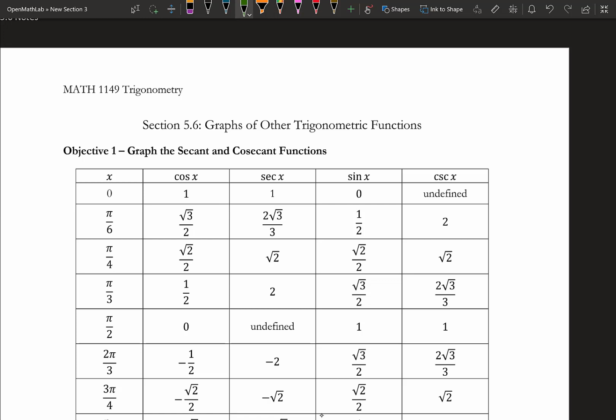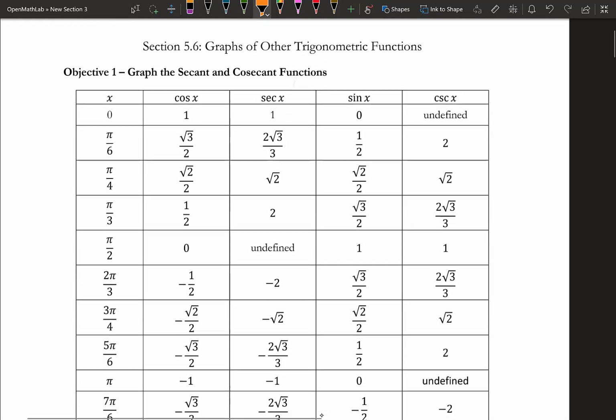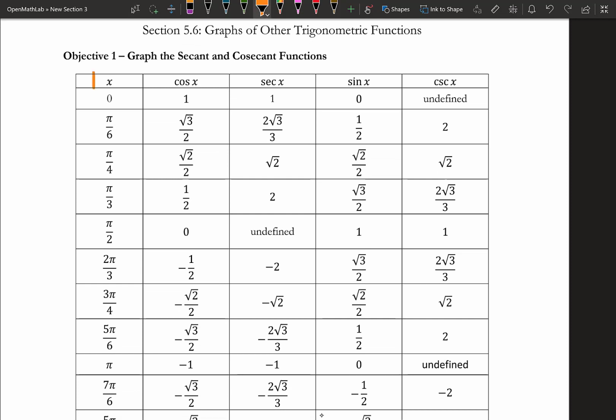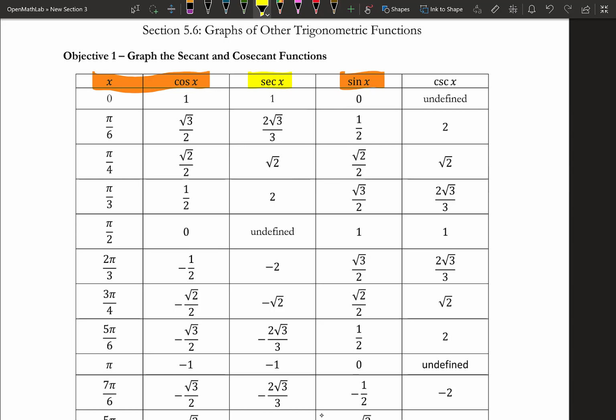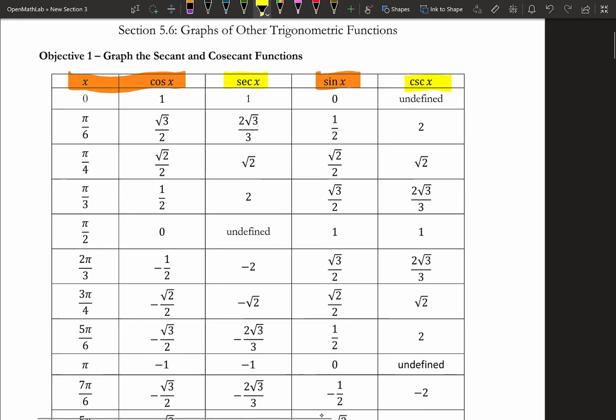The reason we did sine and cosine first is that secant and cosecant depend on graphing cosine and sine, so you need to be able to do that. Objective 1 is graphing secant and cosecant functions. I took the same table we had before in section 5.5, with various x values, cosine and sine, and added 2 more columns, secant x and cosecant x, and filled in the appropriate values.